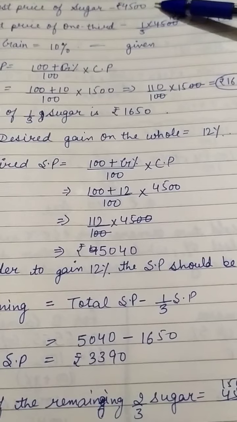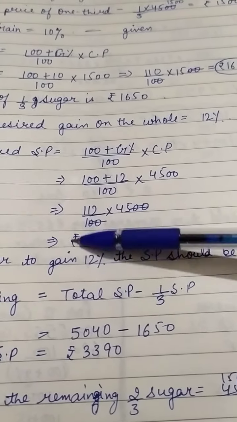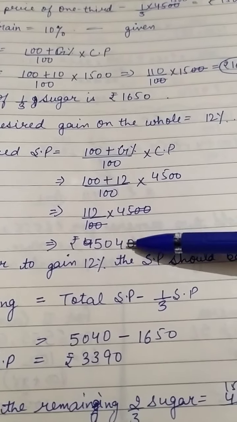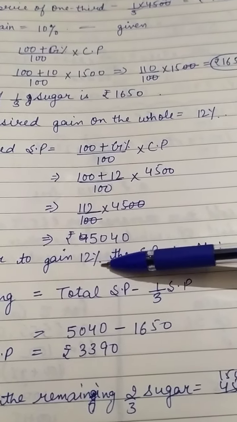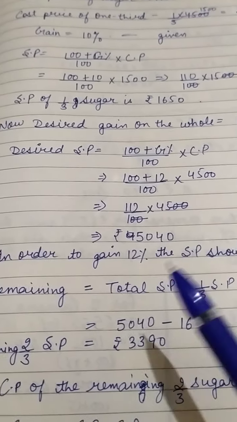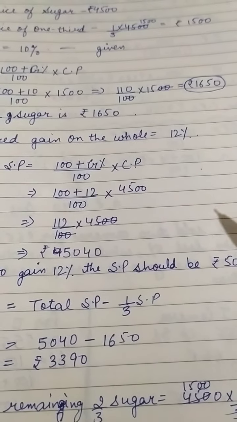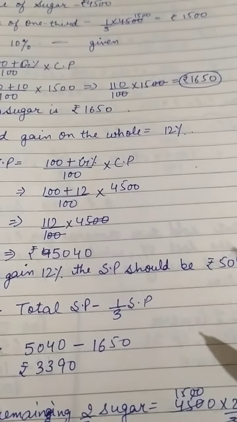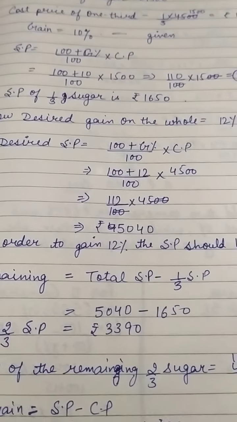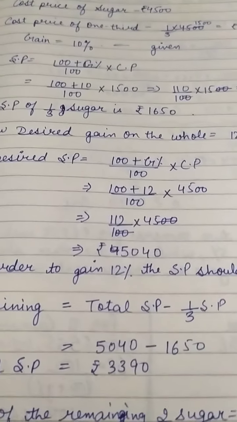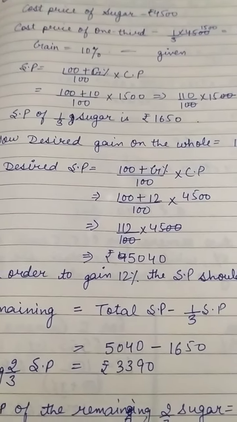Okay, and how much SP should it be, because gain we know, cost price we know of whole sugar is this much, 4500. So after putting the values in the formula, we have the desired SP, that is जितना वो SP चाहता है होना चाहिए, सोल्ड करना चाहिए उसको, that is 5040. Now in order to gain 12%, the selling price should be 5040. Okay, now he has sold only 1/3 sugar. Now what about the remaining sugar?